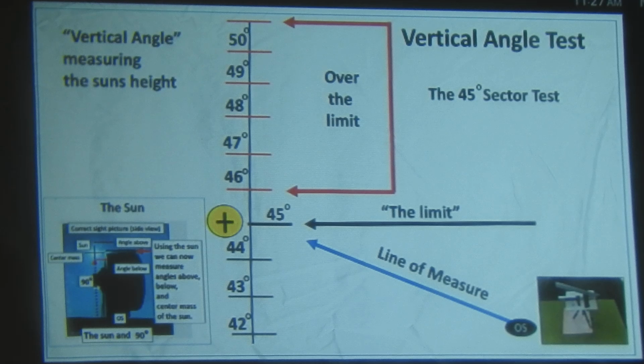Very simple test, line of measure, acquiring it. As you can see in the little image on the left, a digital protractor aims at center mass of the sun, and you have an angle above the sun, an angle below the sun, and an angle right at the sun. So again, that's what vertical angle testing looks like.